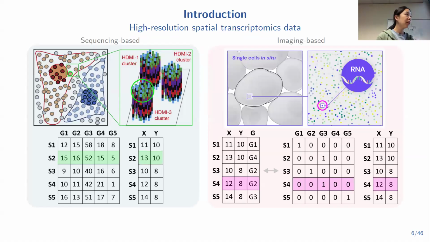However, we are statisticians. We're interested in this topic, but how can we get our work started? We want to know how the data looks, right? But actually the data for spatial transcriptomics is quite nicely processed. We mentioned there are two types of technology. We check out the sequencing-based first. For the sequencing-based technology, we basically have very tiny capture areas scattered in our tissue slice.